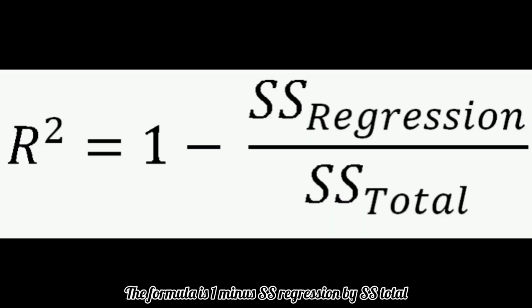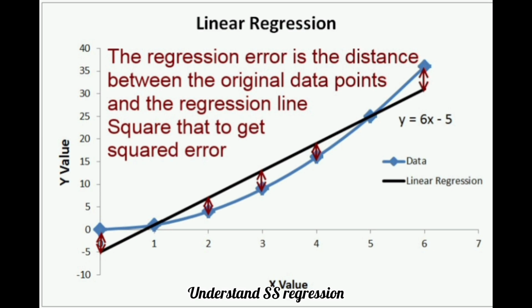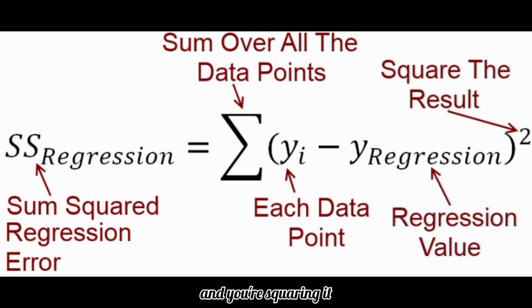Now let's understand R square. The formula is 1 minus SS regression by SS total. Understand SS regression: the difference between the original data points and the regression line, squared. That is your SS regression.